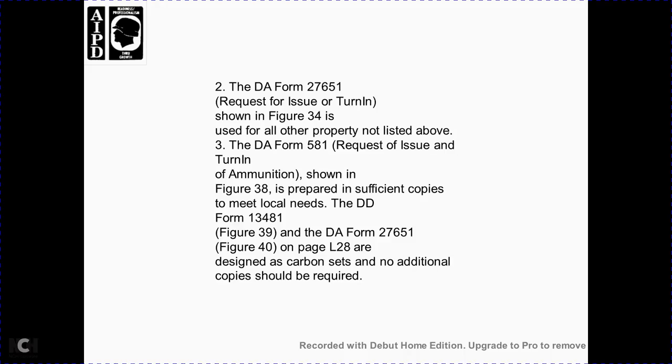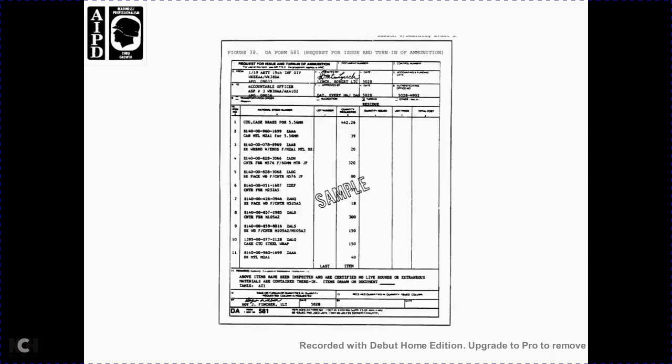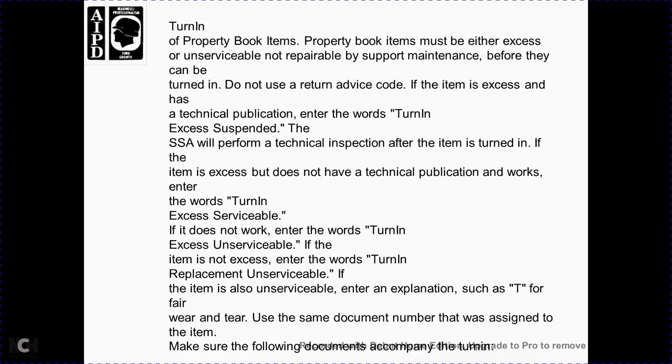The Department of Defense Form 1348-1, Department single line and release of the received documentation, is shown as a sample. DA Form 2765-1, request for issue or turn-in, is shown in figure 34 for use with all property not listed. DA Form 581, request for issue and turn-in of ammunition, is shown in figure 38. Prepare sufficient copies as the local need requires for the Department of Defense 1348-1, figure 39, and DA Form 2765-1, figure 40, with a carbon set; no additional copies should be required. The DA Form 581, request for issue and turn-in of ammunition. DA Form 3318, used as the shipping document. DA Form 2765-1, used as the initial supply status card.